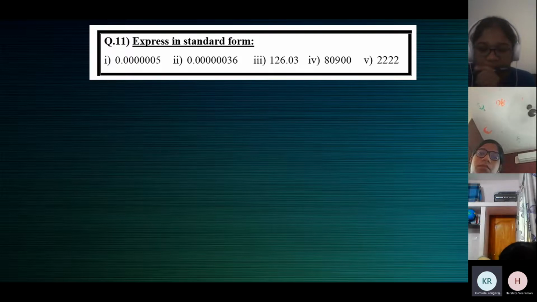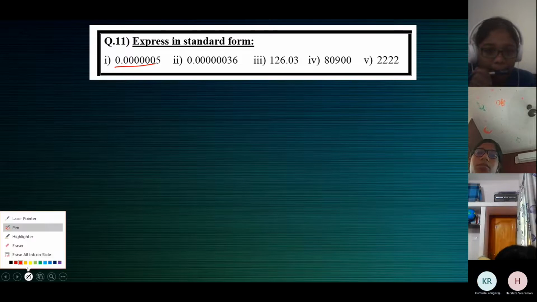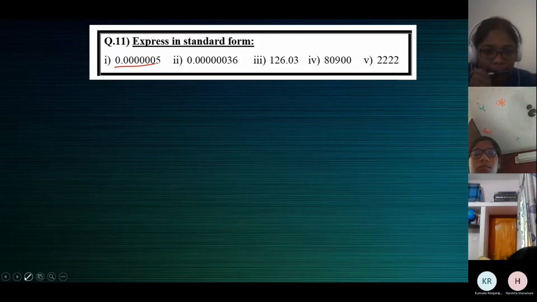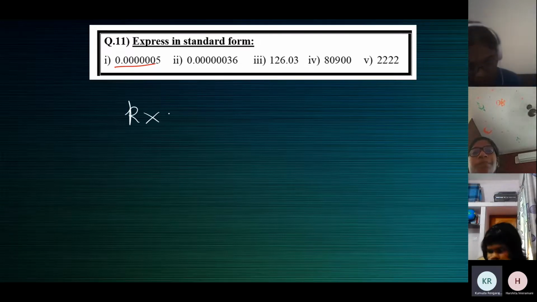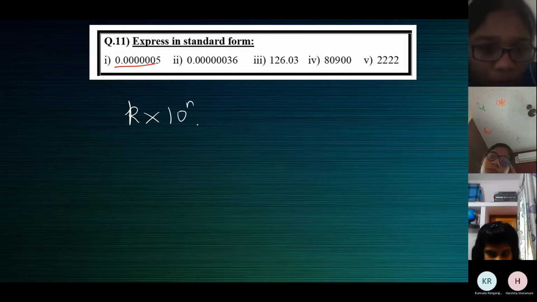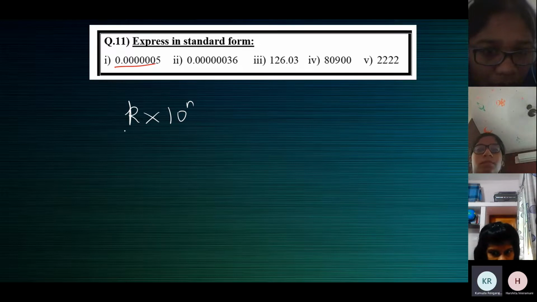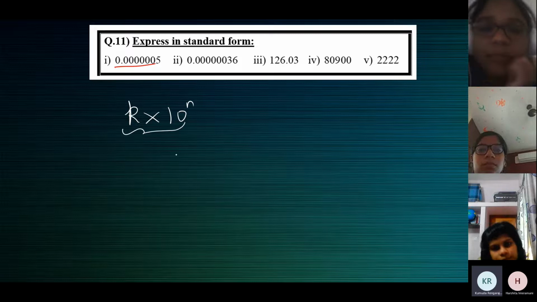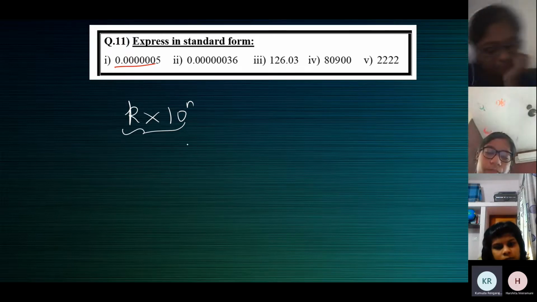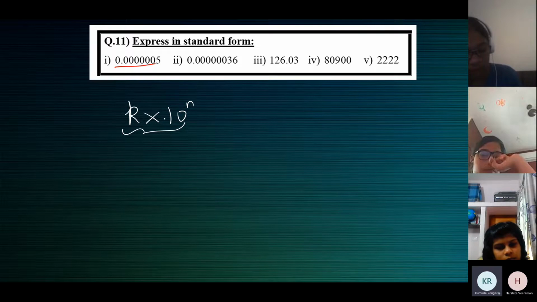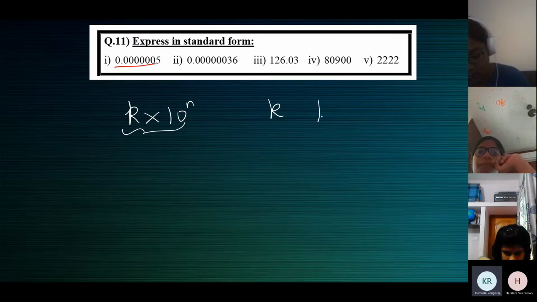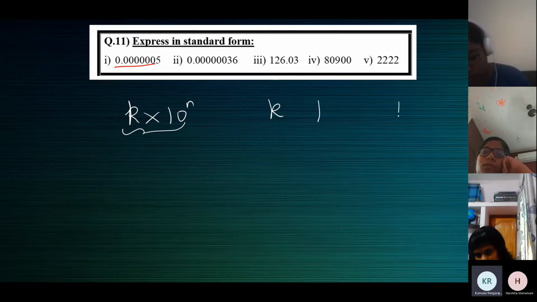To express in the standard form or the scientific notation, you will have to write the number in the form k into 10 to the power n, where the value of k can be 1, anything more than 1, but less than 10.